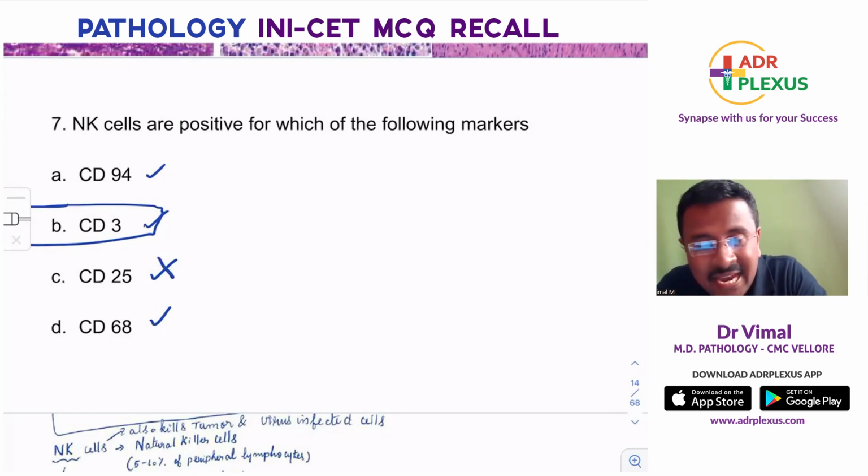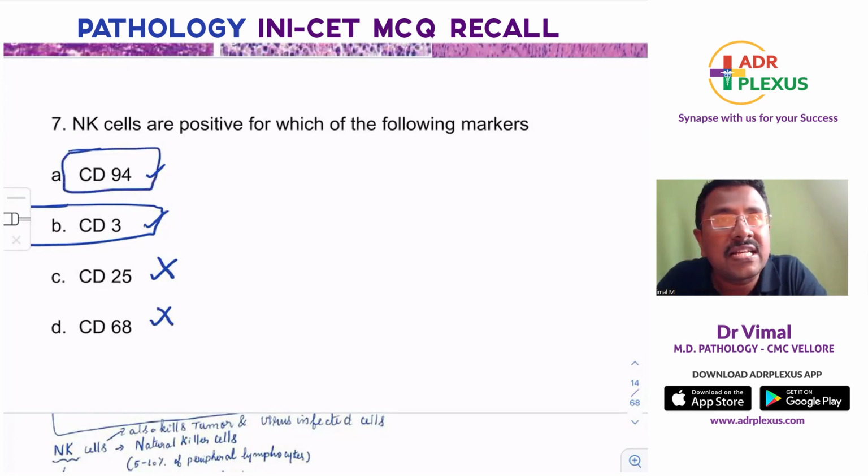And CD68, which is a macrophage marker, is definitely not an NK cell marker. So CD68 is also ruled out. And please remember, students, it is CD94 which is actually an NK cell marker. CD94 is expressed in the NK cell.